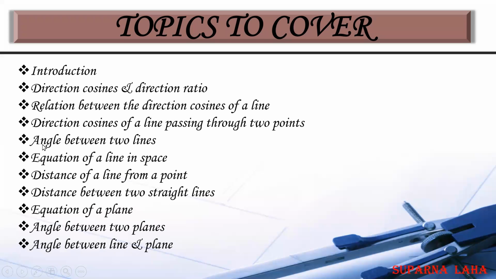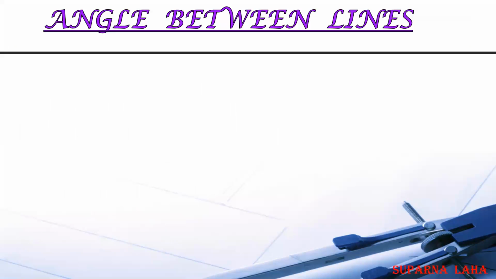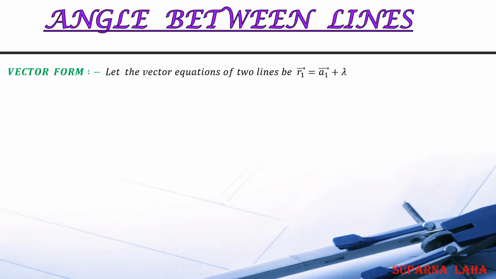Now we already talked about the angle between two lines when their direction cosines or direction ratios are given. So today we will talk about the angle between lines when the equations of the lines are given. Okay, so there are also two forms. One is vector form and one is Cartesian form. So first we will talk about the vector form.